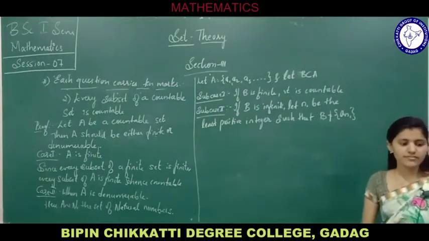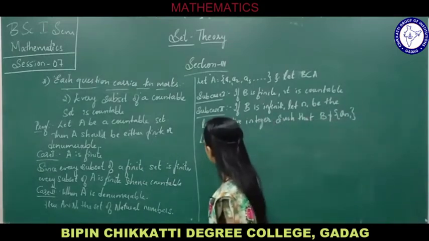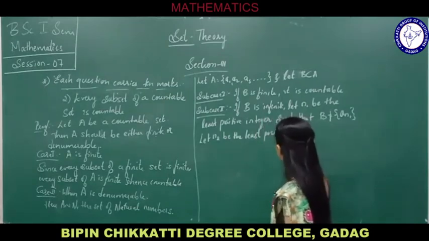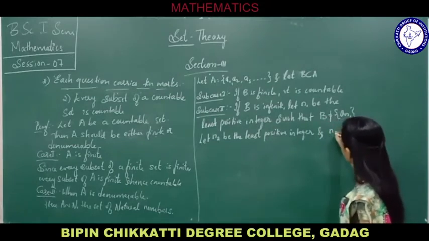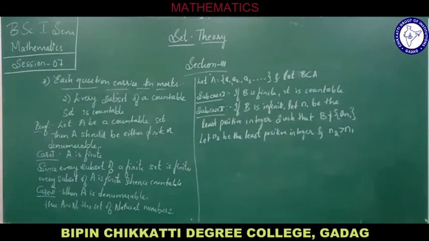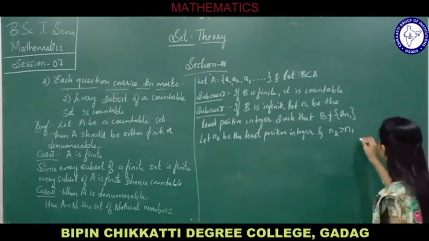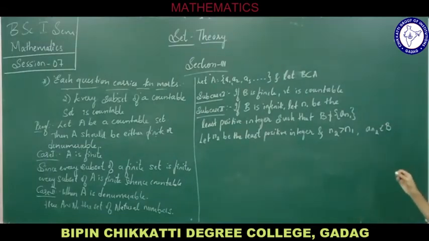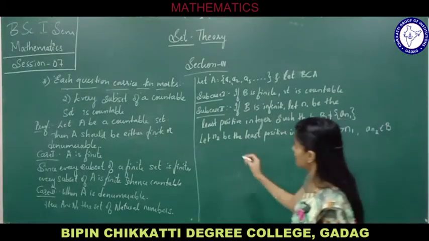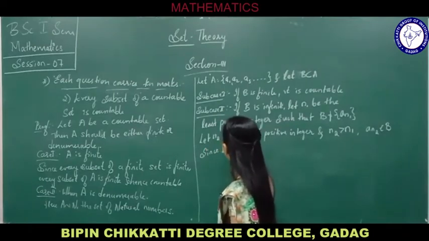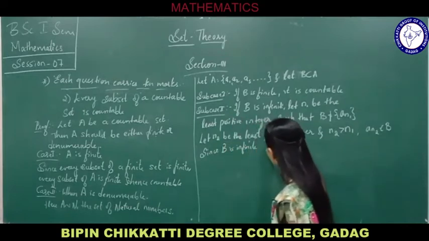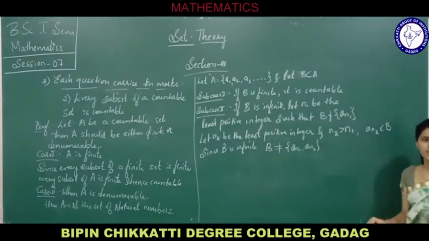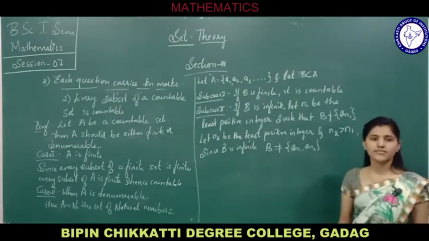But if B is not equal to An1, then let N2 be the least positive integer such that N2 is greater than N1 and An2 belongs to B. Again, since B is infinite, B is not going to be equal to An1 and An2.